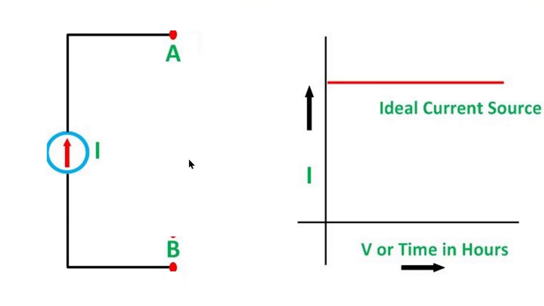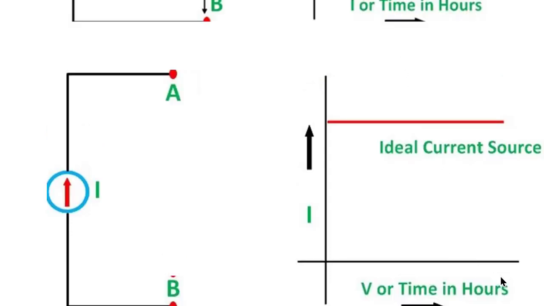Next, current source. As we have seen, the current source representation is like this. Its internal resistance is infinite, and when we draw the characteristic between current output and the voltage across the load, or time, then we get like this. Irrespective of the load voltage and time, the current supplied by the ideal current source is constant like this. That is parallel to the x-axis, that is parallel to the load terminal voltage.